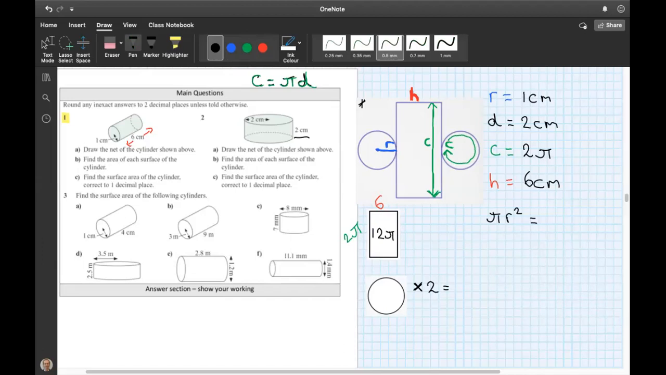Next, let's think about our circle. Now for the circle, we need our radius, which was 1 centimetre, and we need to do pi r squared. So if our radius is 1, then r squared, 1 squared, will still be 1. So pi r squared will just be 1 pi. The area of our circular face is 1 pi. We've got 2 of them though. So altogether that will be 2 pi.